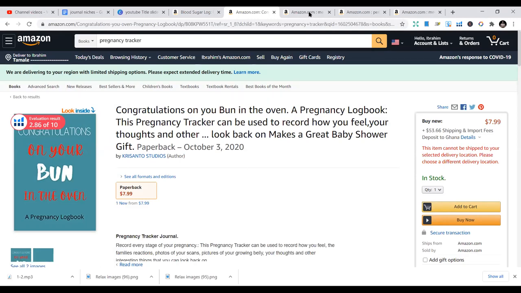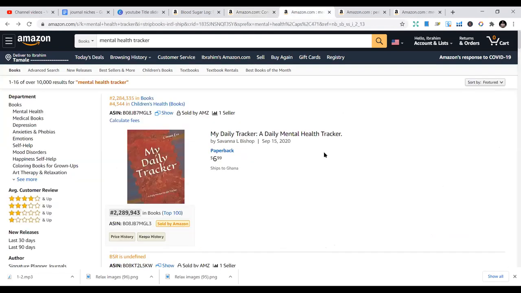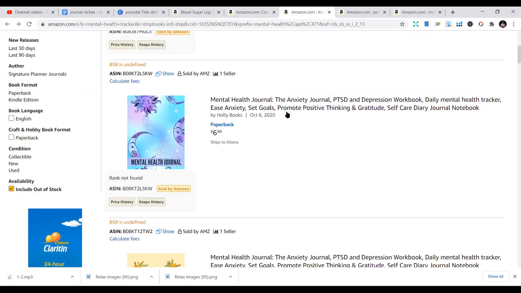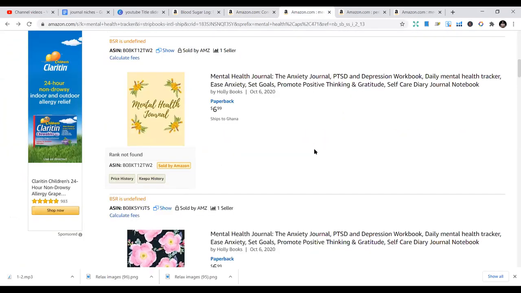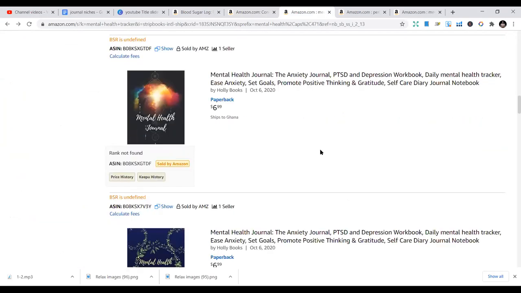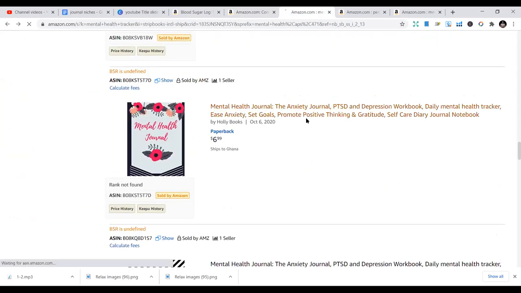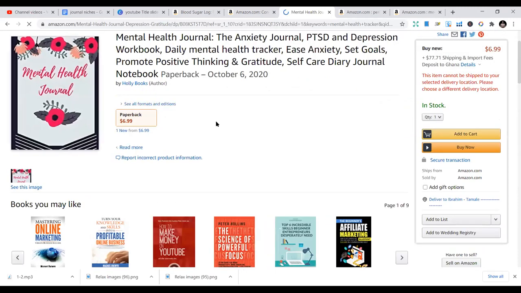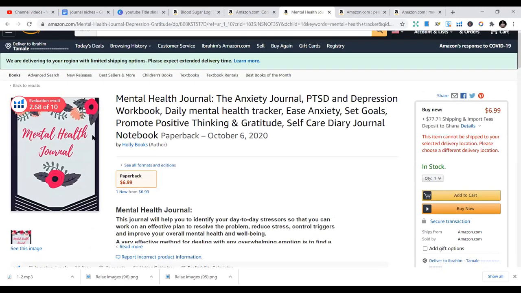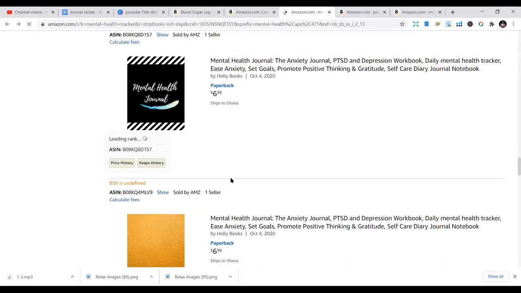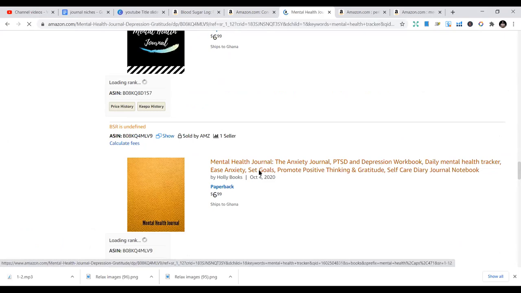So let's move to the third niche, or third category, which is the mental health tracker. On the health niches, you can publish books under the mental health tracker, and there are a lot of books you can publish here. You can publish mood trackers, daily mental health trackers, anxiety and depression workbooks. You can publish them all under the mental health niche. So let's see whether we can look at one interior, where it will be easy for you to develop your own interior and make some amendments to it.